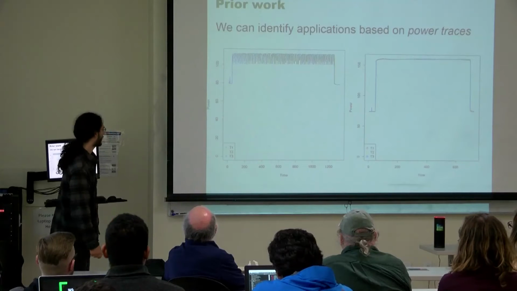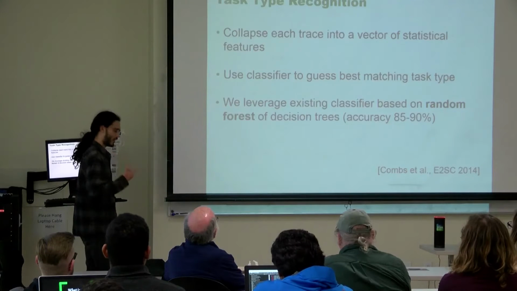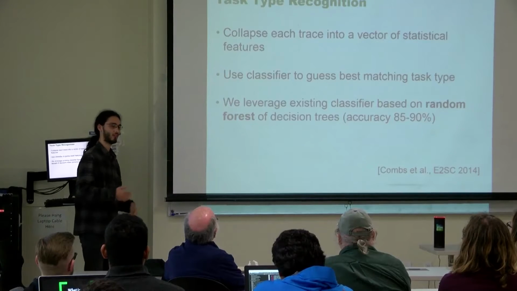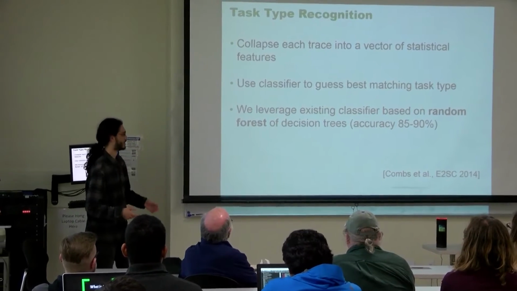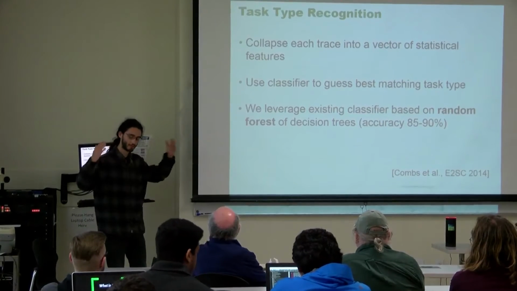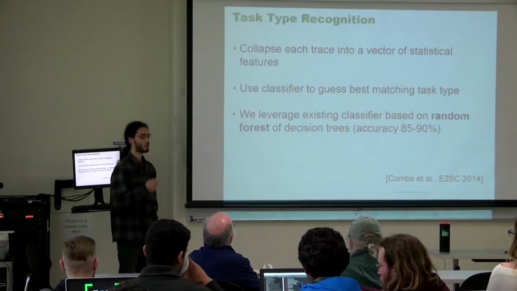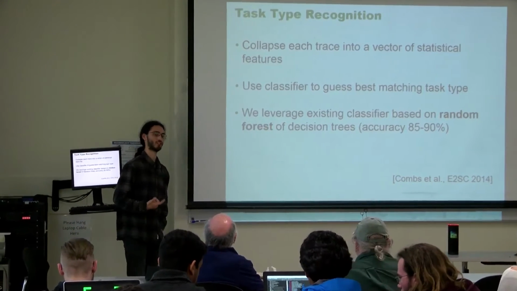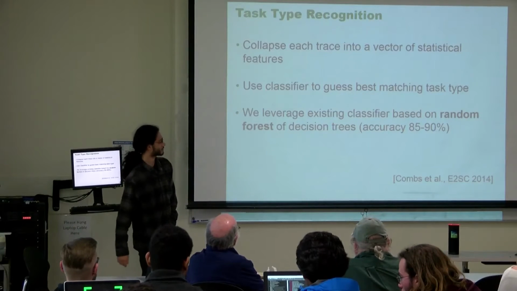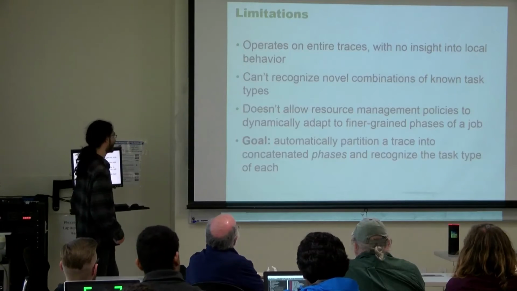What was previously done was each trace was turned into a bunch of statistical features like min, max, mean, median of all the values. We got 14 of these. And then we trained a classifier to try and determine what the power trace is without knowing what it is. We get about 85–90% accuracy with training it, but this has some limitations.